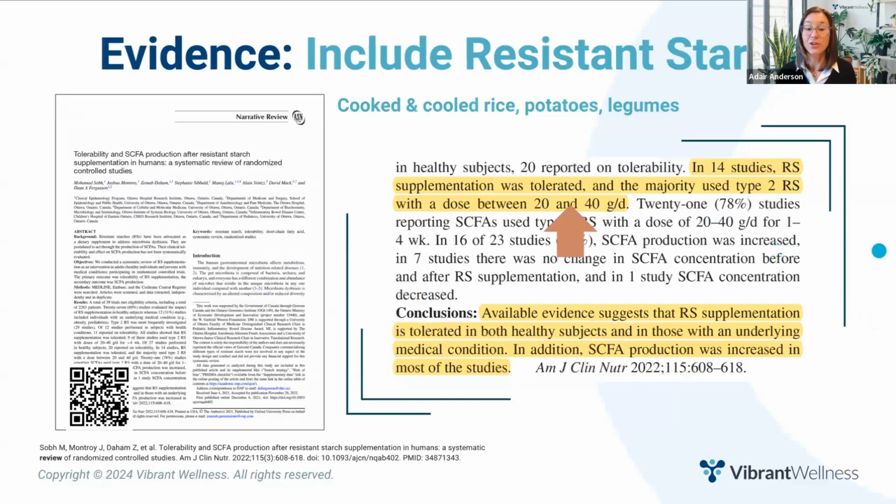And according to the 2022 review published in the American Journal of Clinical Nutrition, resistant starch supplementation is tolerated in both healthy subjects and those with underlying medical conditions, and was shown to increase short-chain fatty acid production in most of the studies. And also, dose can be quite high. In 14 studies, resistant starch supplementation was tolerated with a dose between 20 and 40 grams per day. That's 2 to 4 teaspoons of a typical resistant starch powder supplement.